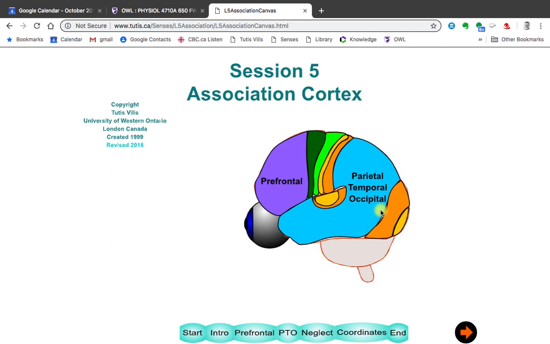What we're going to do today is the rest of the brain, all in one quick lecture. We'll particularly concentrate on this big blue area here called the parietal temporal occipital cortex, or PTO for short, and this big thing up here called the prefrontal cortex.